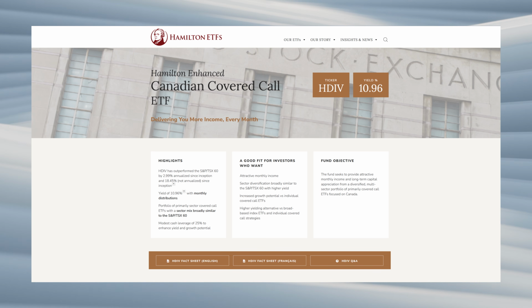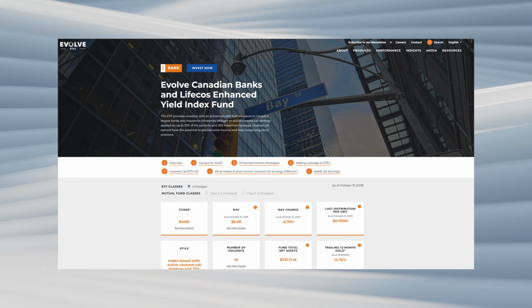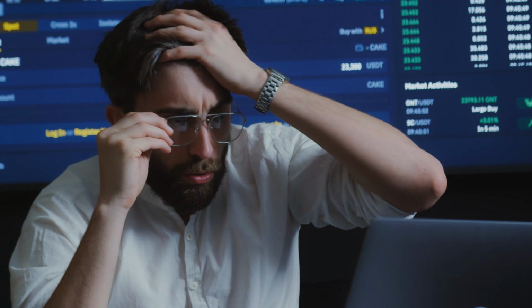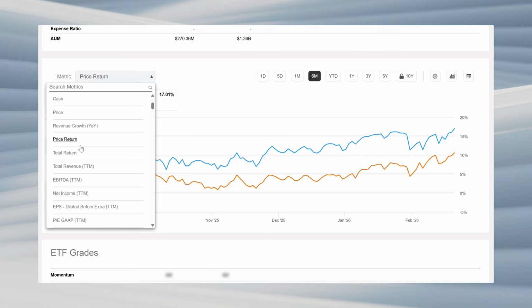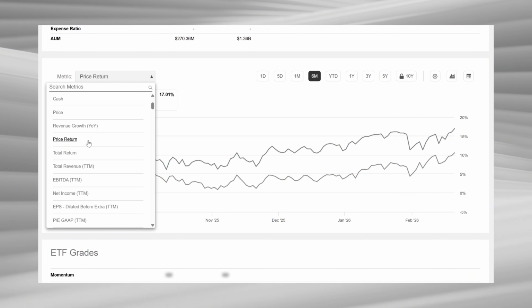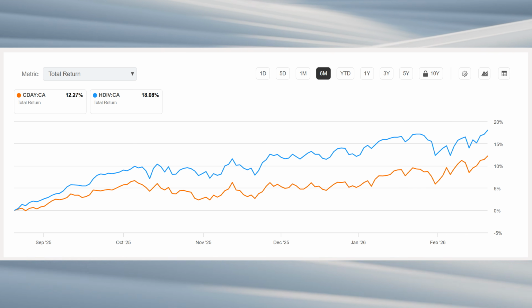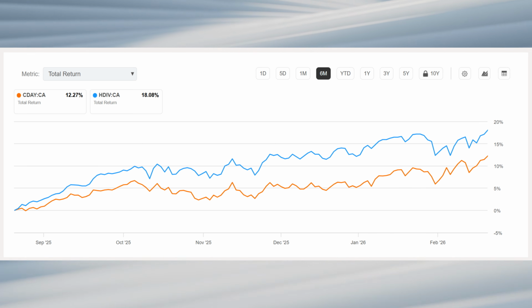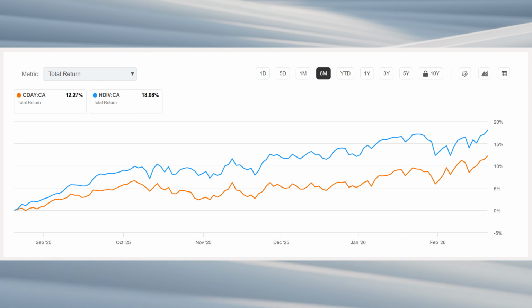For those of you focused on Canadian income investing, when you're looking into high-yield ETFs from providers like Hamilton or Evolve, you often run into two major blind spots that can be a real headache. First, what is the actual performance when you factor in dividend reinvestment? Many websites only show you the price action, completely ignoring the compounding power of that over 10% yield in a rolling backtest. Second is the issue of missing data.